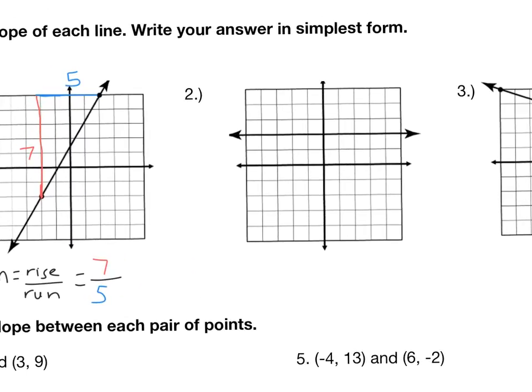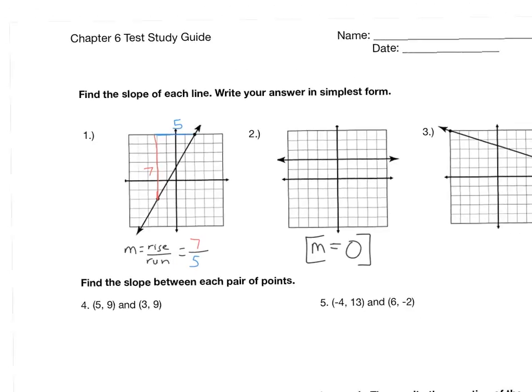So number 2 is a horizontal line. So anytime you have a horizontal line, you should know by now, hopefully, that your slope is always going to be 0. But also remember on your test, if you have a vertical line, that slope would not be 0. It would actually be undefined if it was vertical. Now this problem right here is not undefined because it is not vertical. The slope for this would be 0. If you have a horizontal line, your slope is 0.